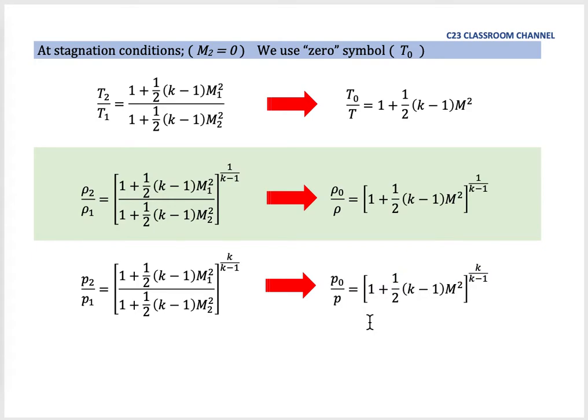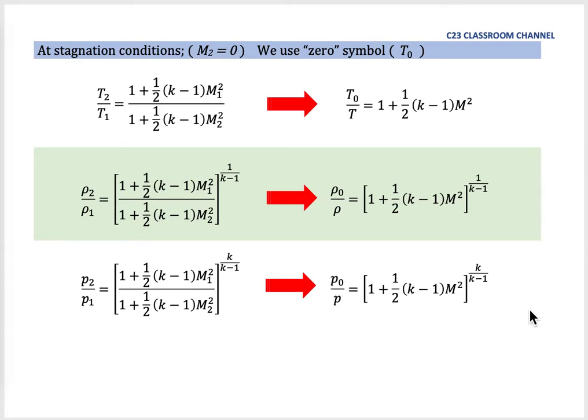So it means that it is not critical for you to remember all of these stagnation condition equations, but the most important is to make sure that you could remember and write correctly, because sometimes students do not remember where to put M1 and M2. So this is the equation for the stagnation condition.